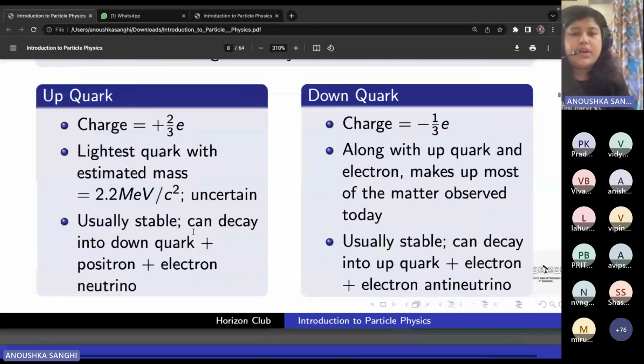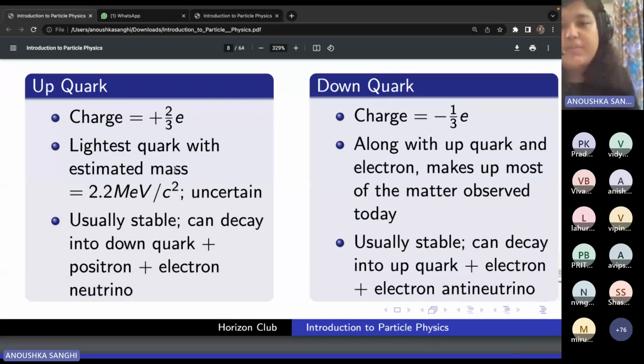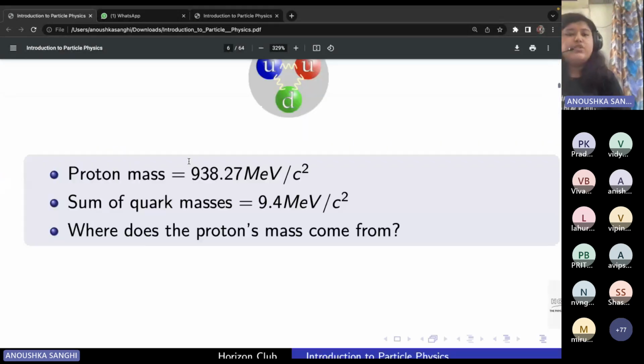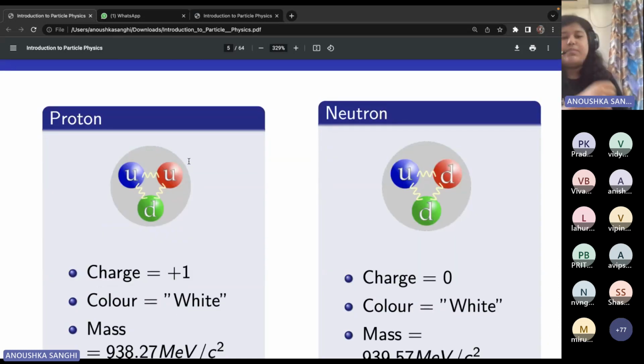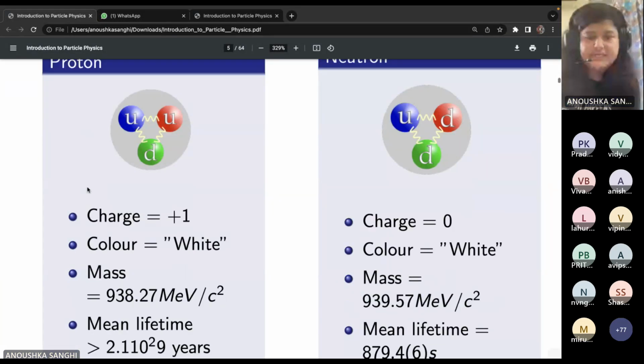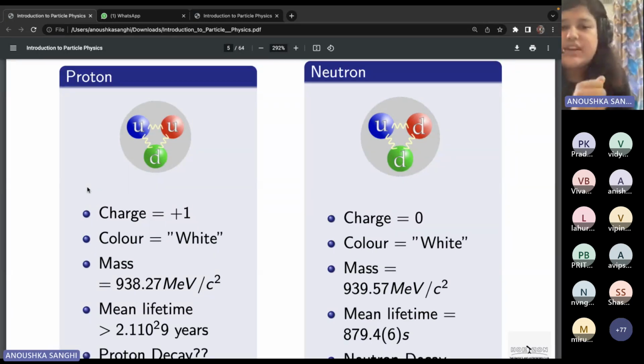So the up quark has a charge of plus 2 by 3 of an electron's charge, and the down quark has the charge minus 1 by 3. So if we apply charge conservation, we say there are 2 up quarks in a proton, which means 2 into 2 upon 3, which is 4 upon 3, and 1 down quark, which is minus 1 upon 3. So the total charge becomes plus 1, right? Are you getting that the total charge becomes plus 1, since the charges are fractional here?